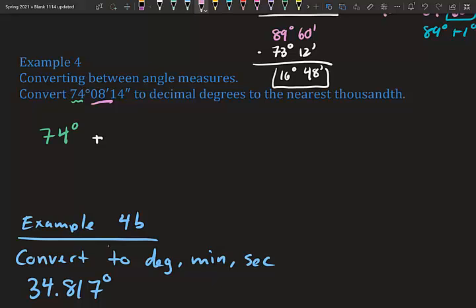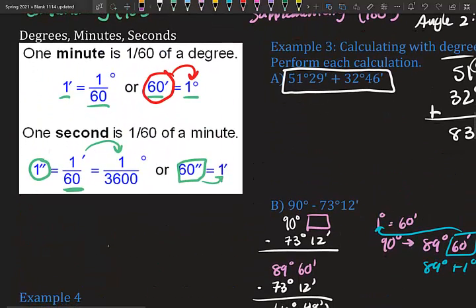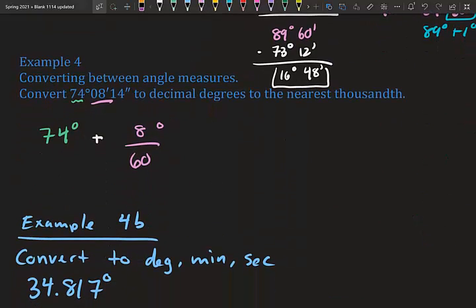So 74 degrees. Then we need to add that to 8 minutes. Because 1 minute is 1/60th of a degree. So if we have 8 minutes, it's 8/60th of a degree. Then we're going to add that. Then we're at 14 seconds over something, so we need to convert this to degrees somehow.